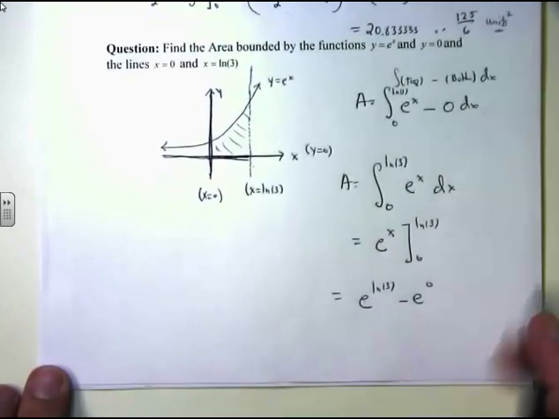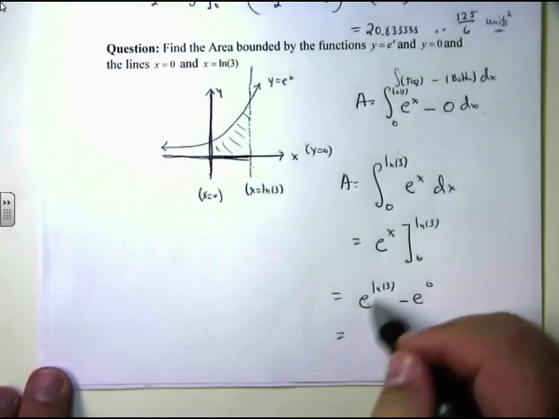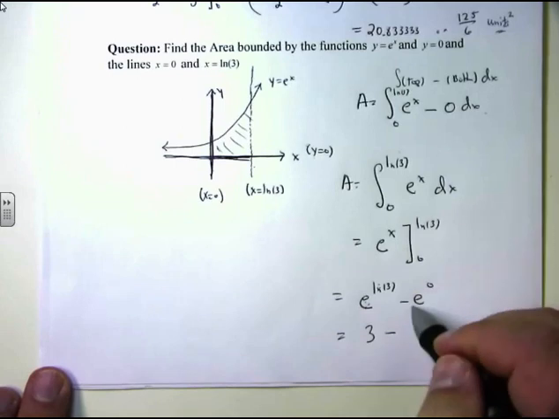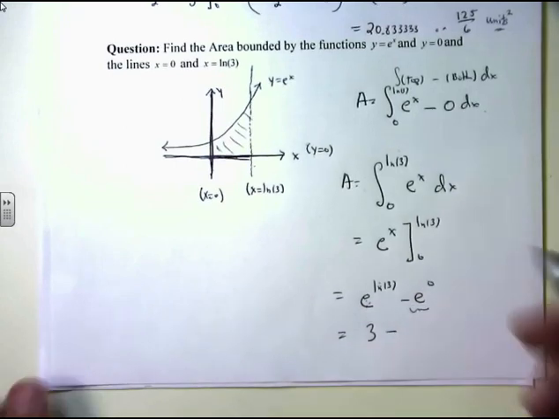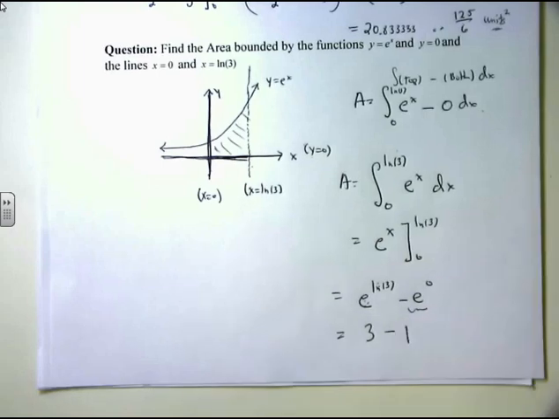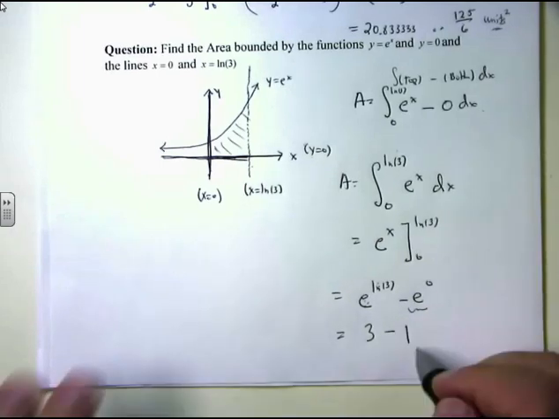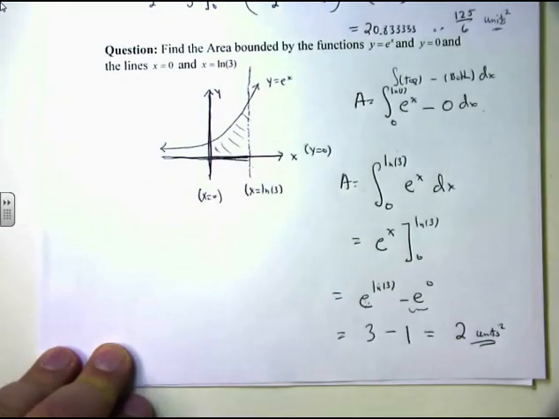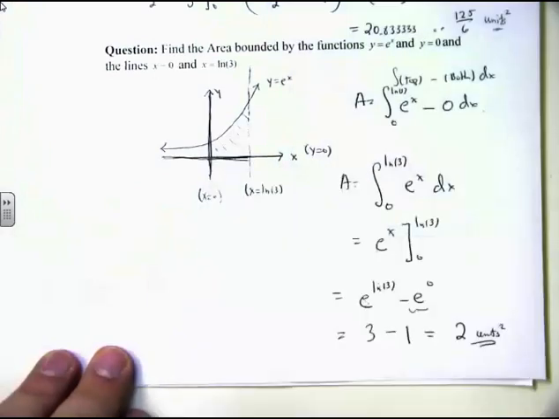But be careful when you clean this up. Now, e's and natural logs are inverses, so they cancel. You're left with 3 minus, however, plugging in 0 doesn't always give me 0. Case in point, what's e to the 0? 1. So the answer is 3 minus 1, which is 2 units squared, for those emphasizing that you found the area between these two curves.